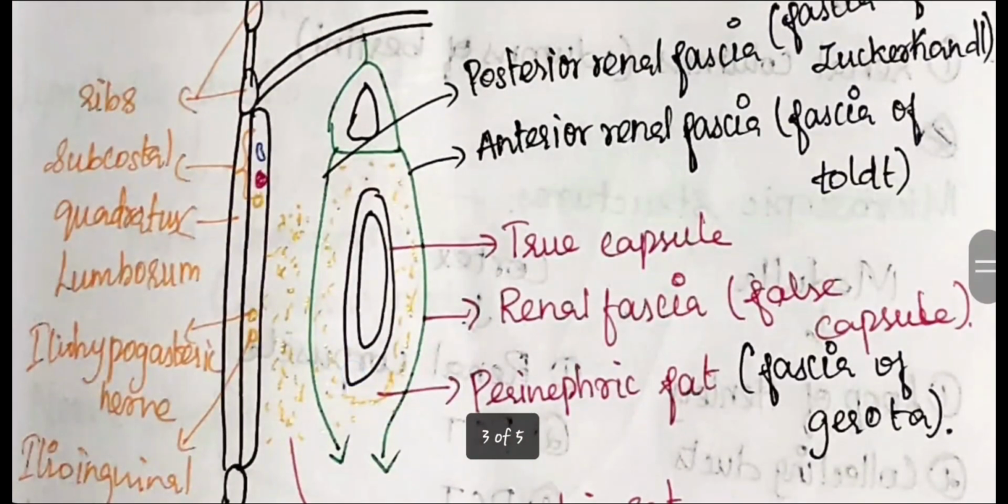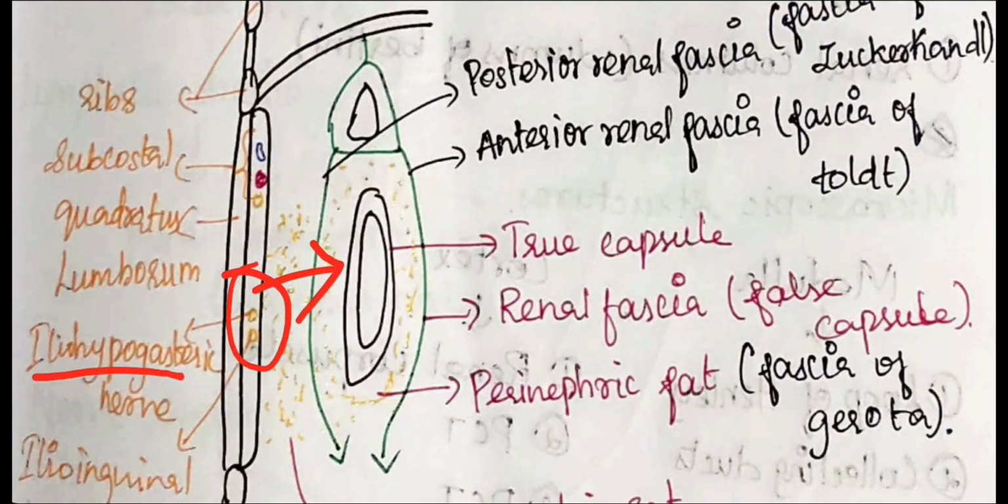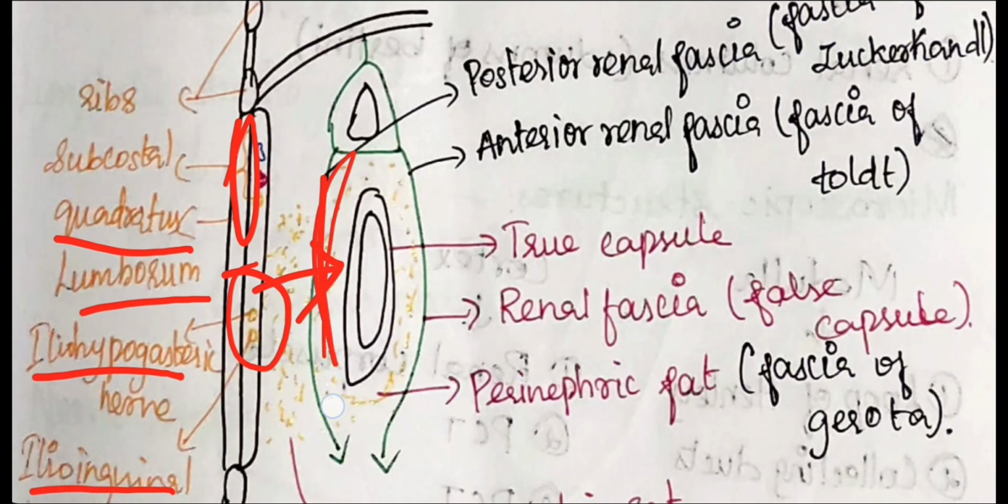So here you can see the nerves which are related to the posterior relations of the kidney: iliohypogastric nerve, ilioinguinal nerve. The muscles also, the quadratus lumborum, all those muscles and nerves are present. Posterior relations of the kidney.